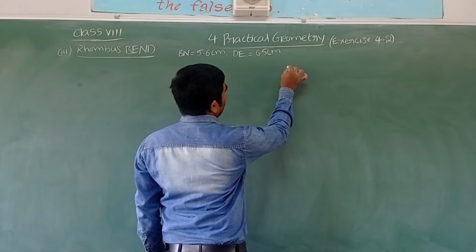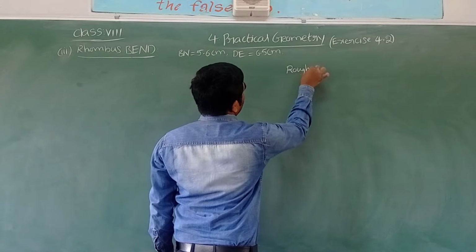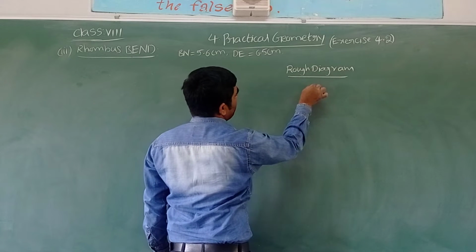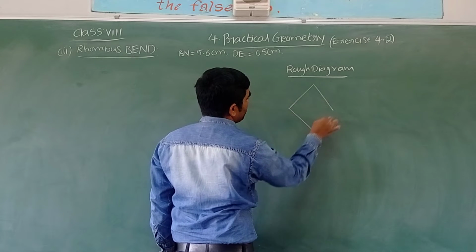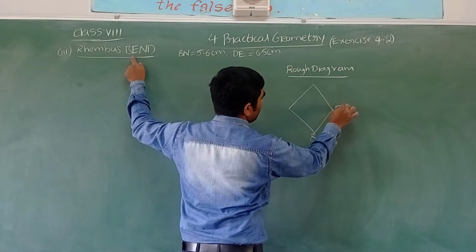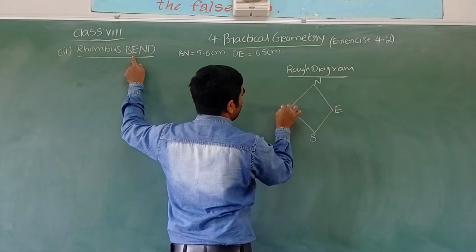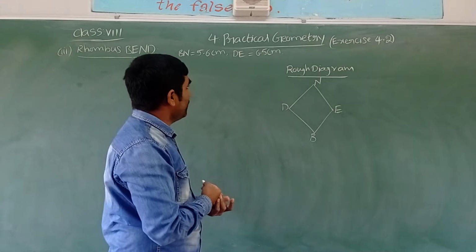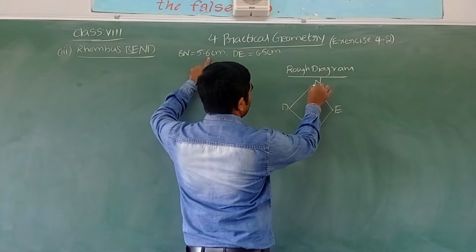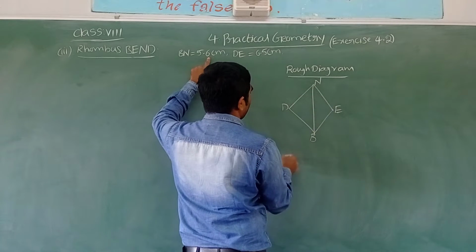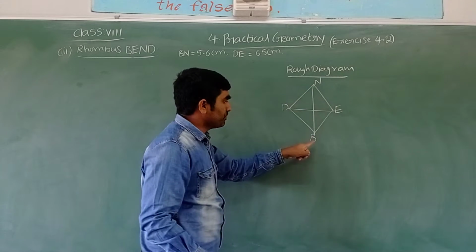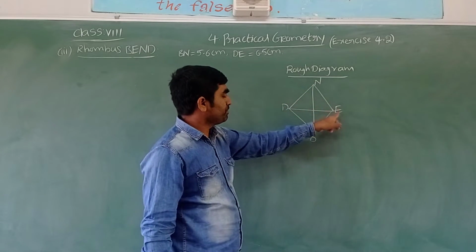Let me draw a rough diagram of the rhombus like this, and write the names B, E, N, D. BEND is a rhombus. Now in that BEND rhombus, they give the length of BN as 5.6 and DE as 6.5.